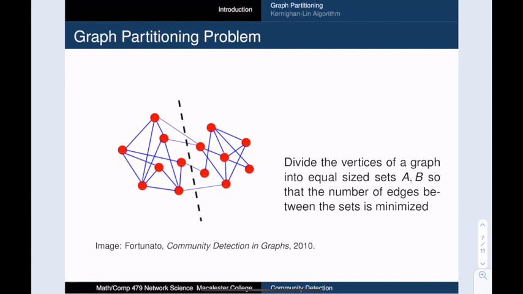This problem predates network science by nearly 3 decades. Given the graph, we want to split it exactly in half. Our goal is to find a split that minimizes the number of edges that span the two parts.